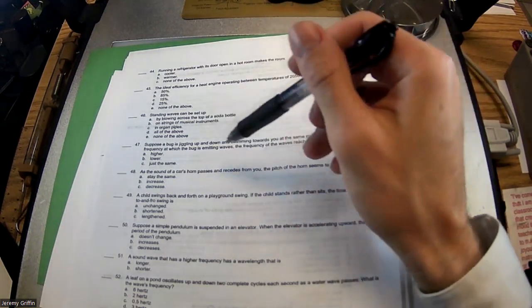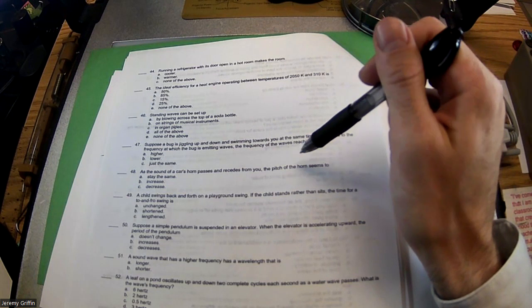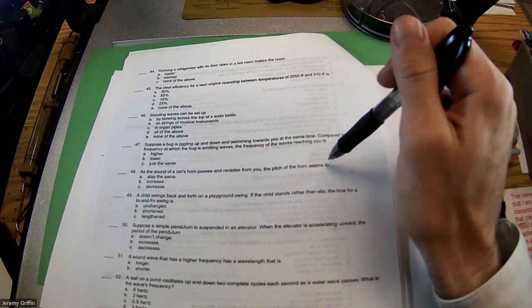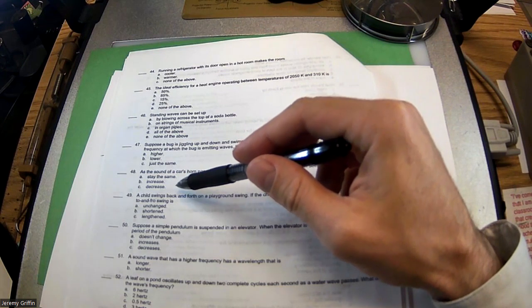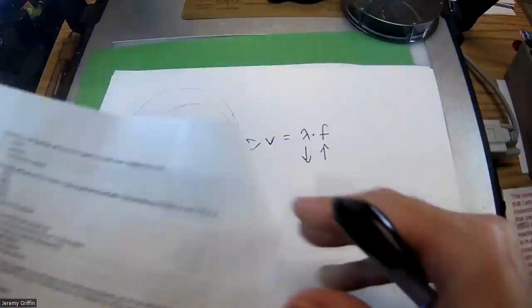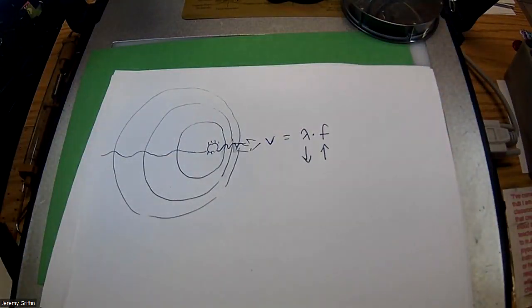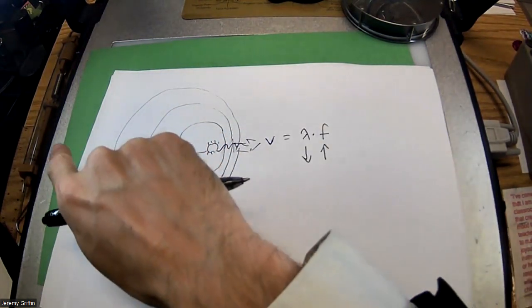As the sound of a car's horn passes and recedes away from you, meow, meow, the pitch of the horn seems to what? Increase or decrease? Decrease, right? Oh, I forgot to mention this question and also the last question. There's a name for this effect. It's called the what effect? Doppler. That's the Doppler effect right there, isn't it? Replace the bug with a car and some more story.